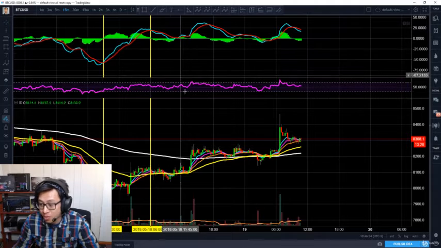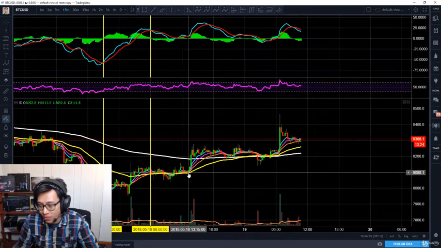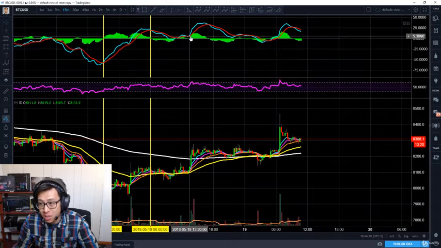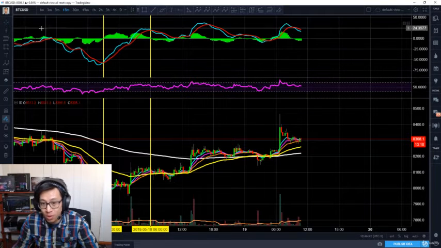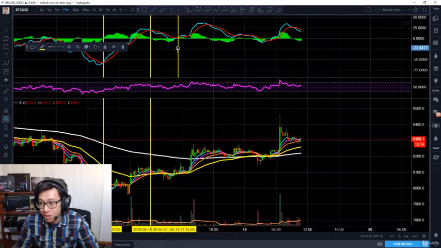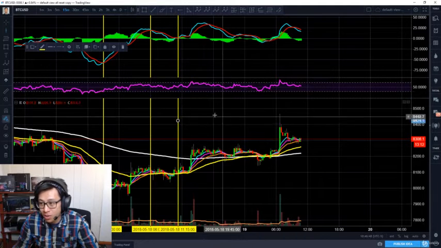For example, here, right? It bounces off of the 55 EMA, right? And it crosses over on the positive side. It actually crossed over well before already. So the crossover to the positive side was pretty much right there. And the crossover right there, okay?